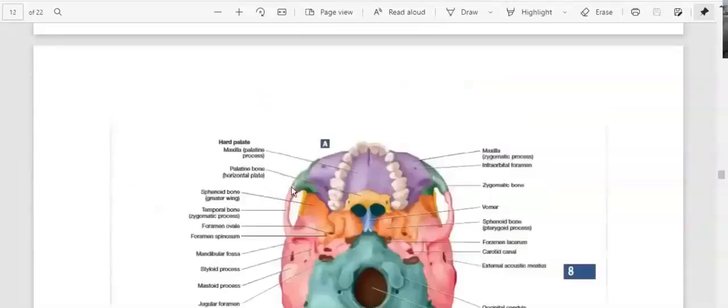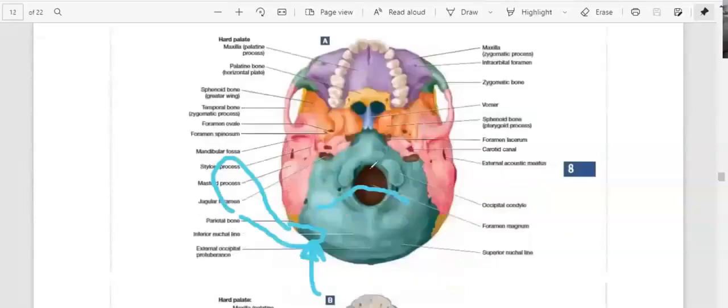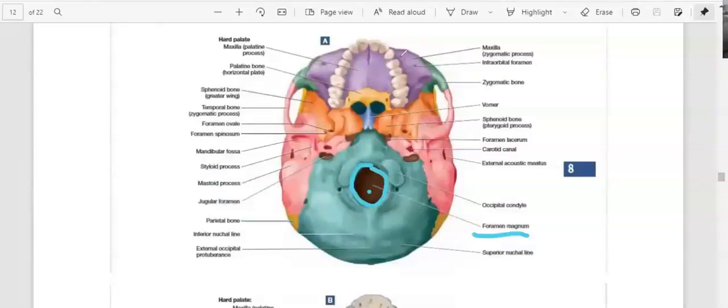We scroll down. We have the same skull, but now we are looking at it from the bottom up. Right here, you actually have a big hole right there in the occipital bone, which is going to be the foramen magnum. On each side of the foramen magnum, you're going to have this condyle. We have two in orange. This is going to be the sphenoid bone.